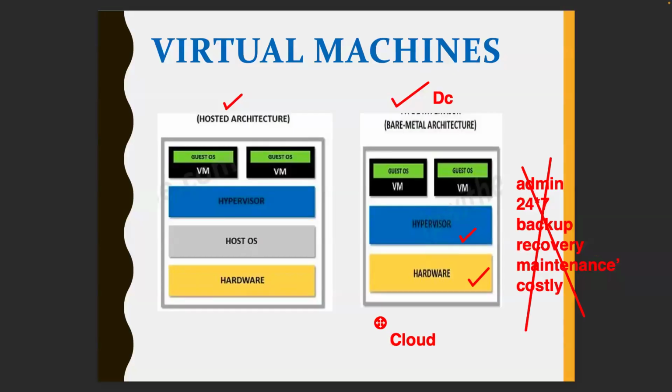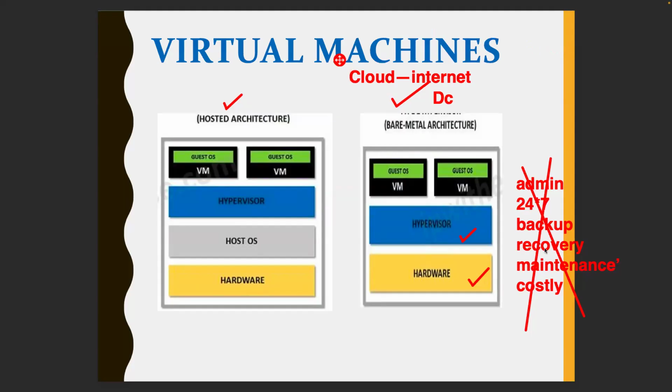So what is cloud? Cloud is nothing but where you can avail services like servers, all the services, over the internet. And there is no overhead. If companies replace their data centers with a cloud infrastructure, they don't need to manage a separate team. They don't need to take care of backup, recovery, maintenance. All of that will be taken care of by the cloud provider.